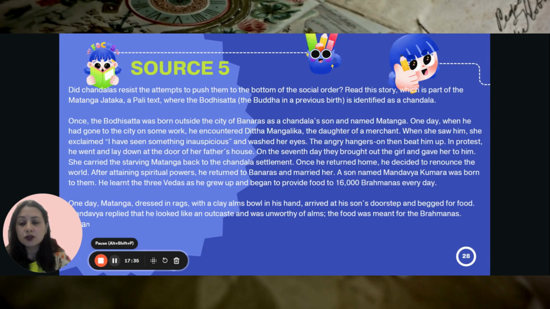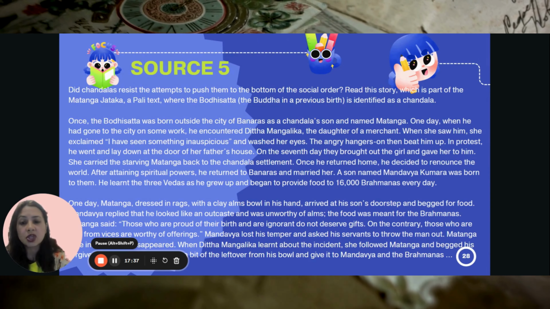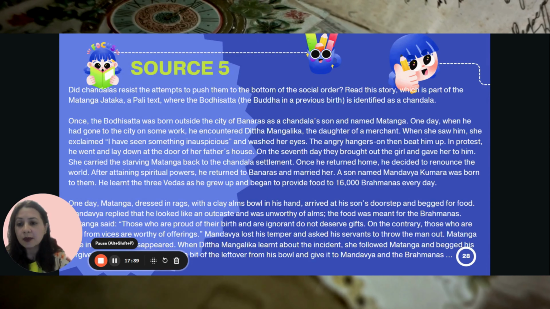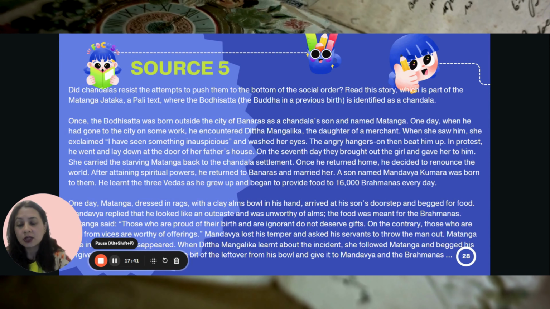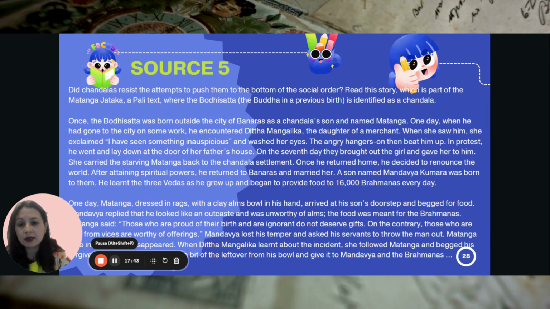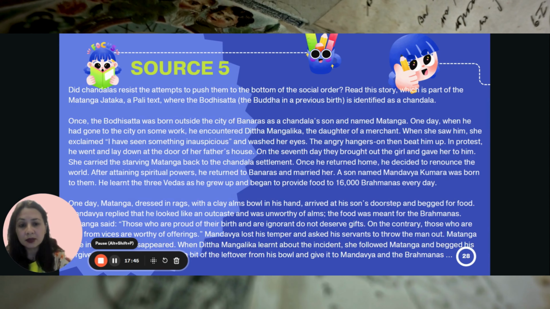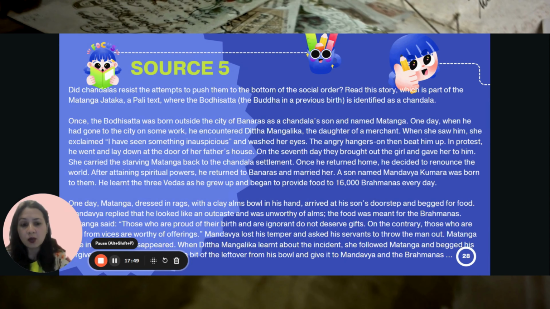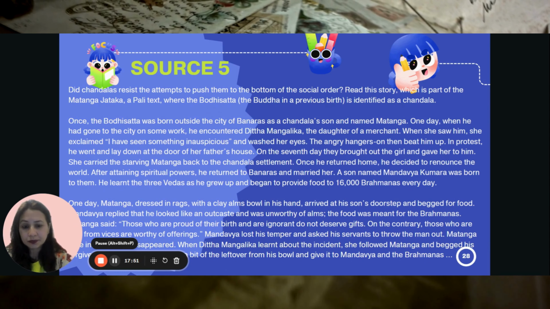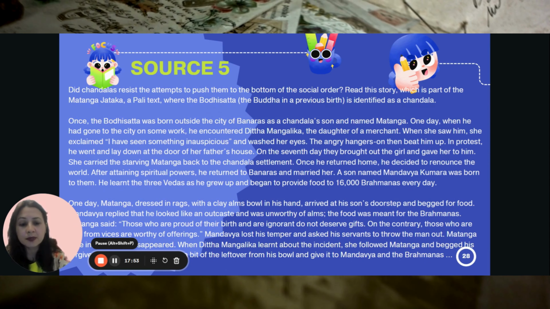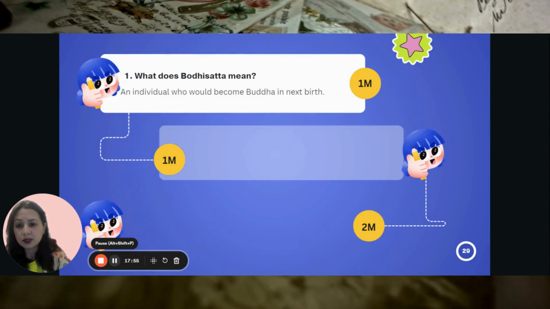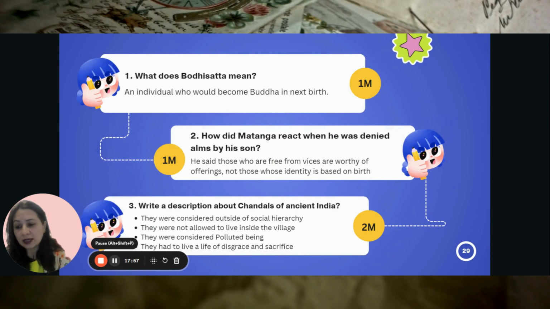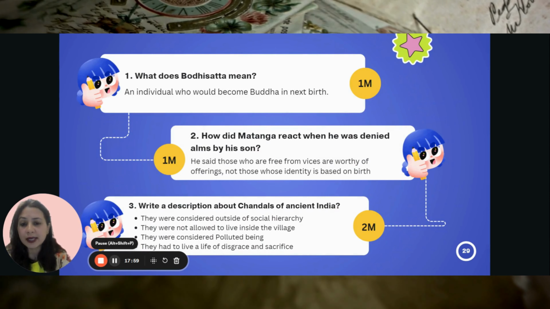Now, this is the fifth source, which talks about Chandals, and it is about the Matanga Jataka, a Pali text which speaks about a bodhisattva. It is mentioned here that Matanga happened to be a Chandal. So what is mentioned here? Coming on to the questions. What does bodhisattva mean? That means an individual who would become Buddha in the next birth.